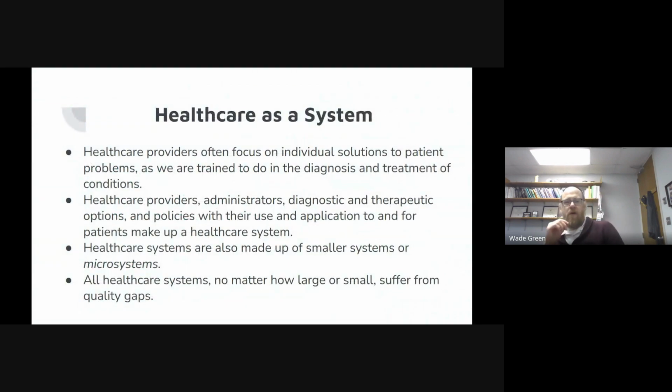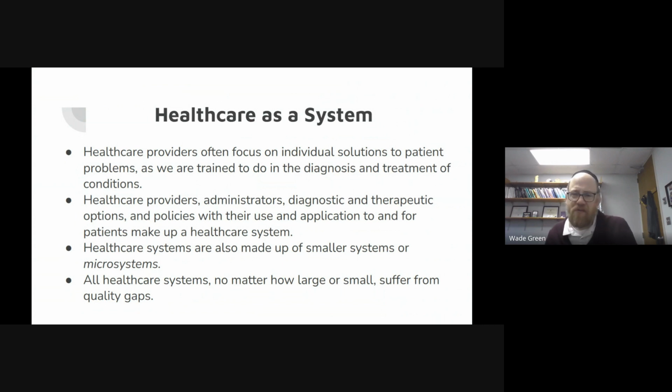So here's the deal, guys. A lot of times as providers, we're taught to focus on individual problems: diagnoses, treatment plans, and problem solving, because that's what we're trying to do as healthcare providers. But many times in our practice, we're going to run across problems that seem to present themselves over and over again, based on the structures that surround us.